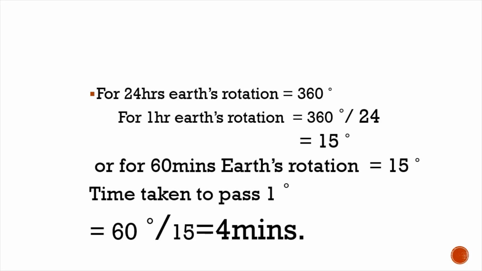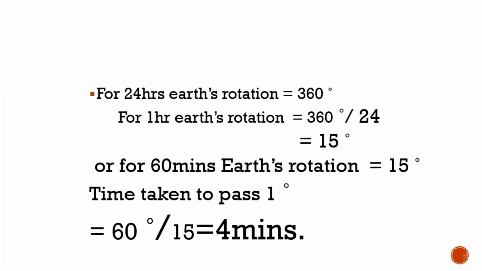Now, the Earth takes around 24 hours for one particular rotation. What is the angle of the Earth? The complete angle is 360 degrees. Now, if you want to find out how much the Earth rotates in 1 hour, you have to do a calculation: 360 divided by 24 hours, we get 15 degrees. So, in 60 minutes, the Earth rotates 15 degrees.